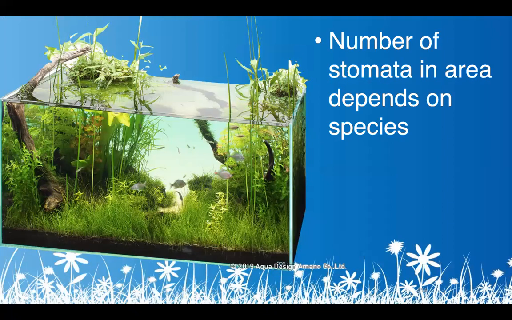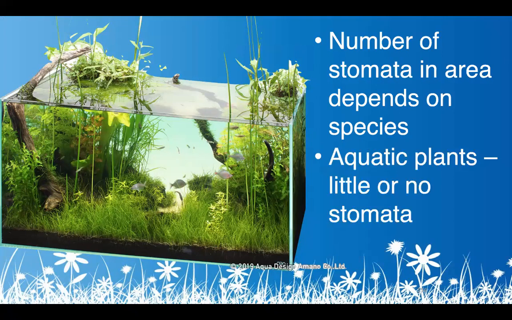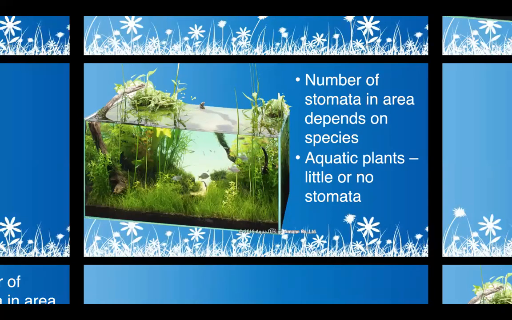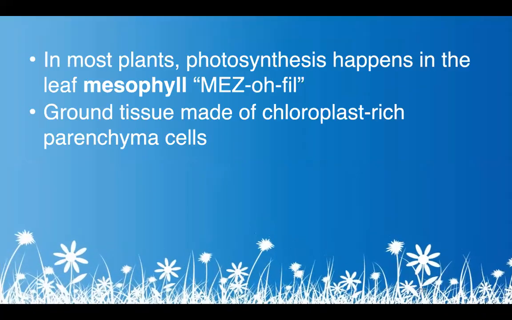The number of stomata per area on a plant depends on the species. For aquatic plants, which I did a terrible job of trying to cut out the white background of this picture, but never mind, aquatic plants are going to have little or no stomata. They're probably just going to rely straight on diffusion to go in and out of the leaf.